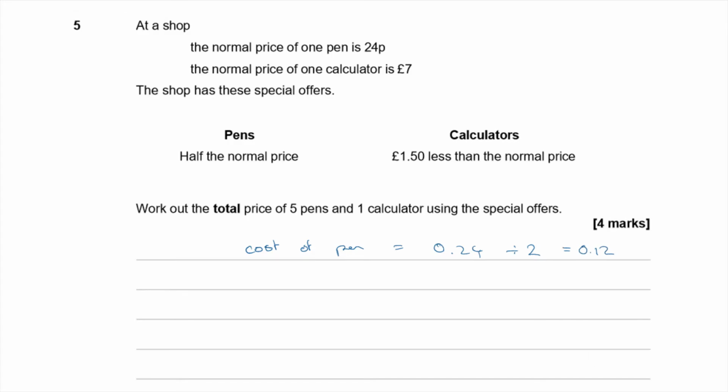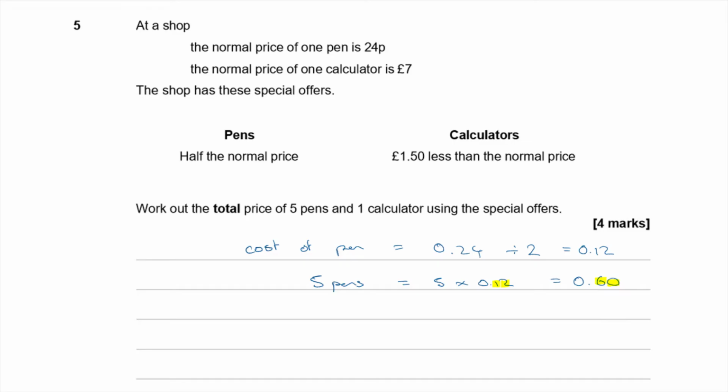Or 0.12. So then if I want 5 pens, I'm going to have to multiply that by 5, so it's going to be 5 times 0.12. Now I know 5 12s are 60, so I'm going to have 0.6 there, aren't I? Because 5 12s are 60, and I've got 2 digits after the decimal place in my question, so I've got 2 digits after the decimal place in my answer. Okay, so that's 60p for 5 pens.